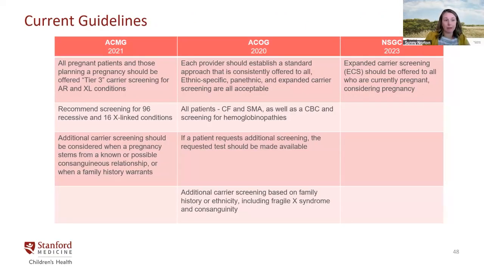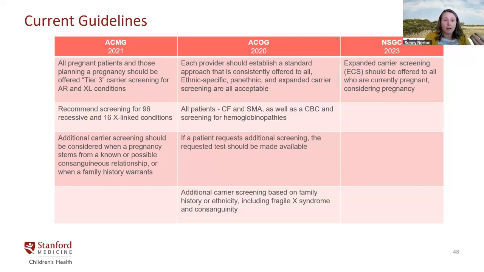So just kind of a brief overview of some of the differences in ACMG, ACOG, and NSGC guidelines. ACMG recommends this total of about 112 disease carrier screening to all couples. And then we can expand on that if there's a specific family history of a genetic condition or couples who have consanguinity. ACOG has a different approach.